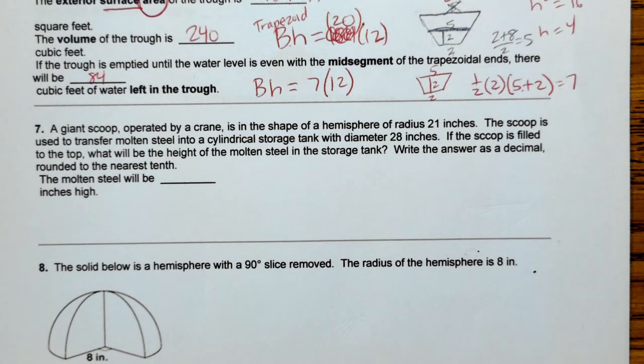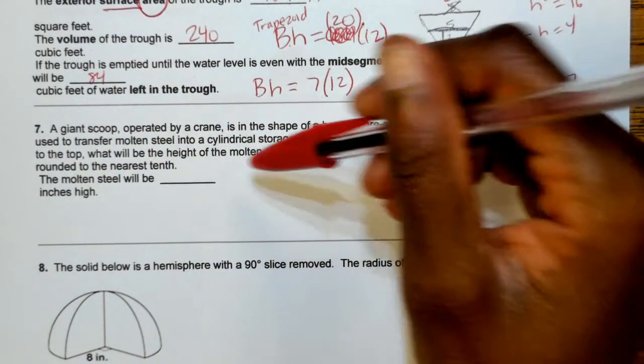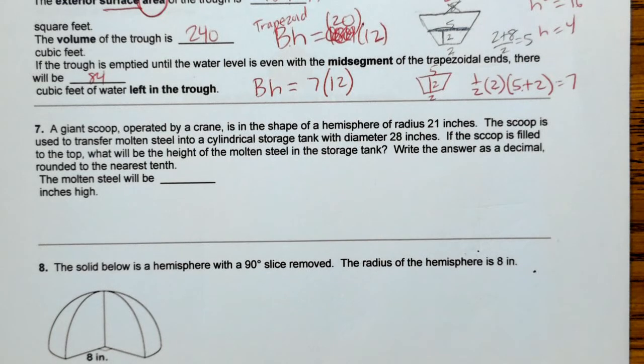A giant scoop operated by a crane is in the shape of a hemisphere and a radius of 21. The scoop is used to transfer molten steel into a cylindrical storage tank with a diameter given. If the scoop is filled to the top, so this means this hemisphere scoop is completely filled, what will be the height of the molten steel in the storage tank?